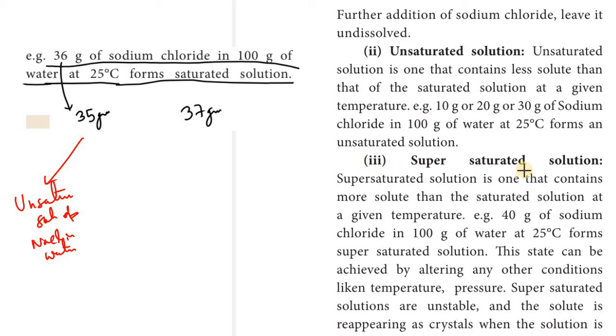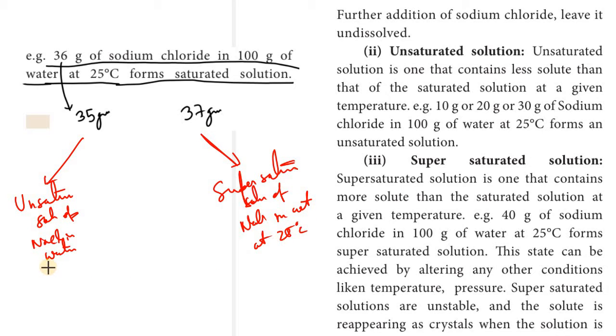Next we have the supersaturated solution. That is one which contains more solute than the saturated solution. So here the example is 37 gram. If I try to dissolve it in water, then this is basically your supersaturated solution of sodium chloride in water. Again you have to mention the temperature as well, at 25 degrees centigrade.